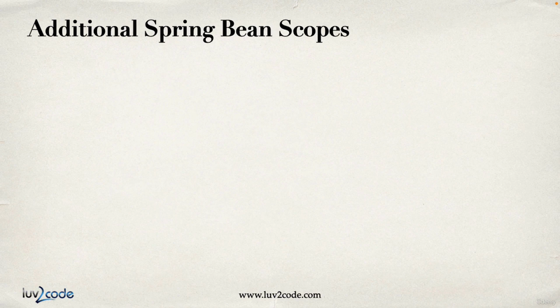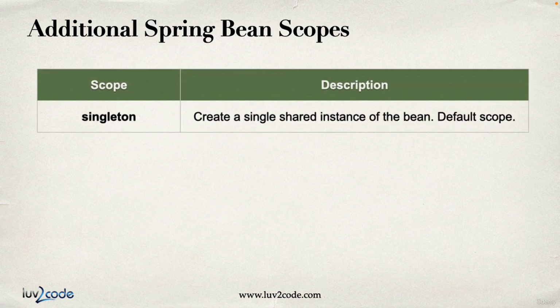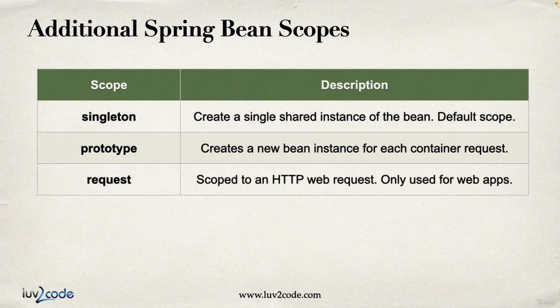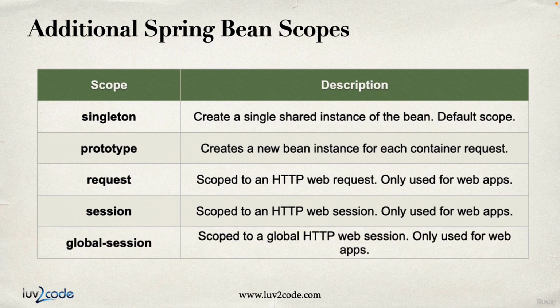There are additional Spring bean scopes. We already saw the first one here for the singleton scope. There's also prototype scope. It'll create a new bean instance for each container request or for each injection point. There's a request scope that's scoped to an HTTP web request, only used for web apps. There's also a session scope that's scoped to an HTTP web session, again, only used for web apps. And then there's a global session that's scoped to the global HTTP web session in the case of web apps.